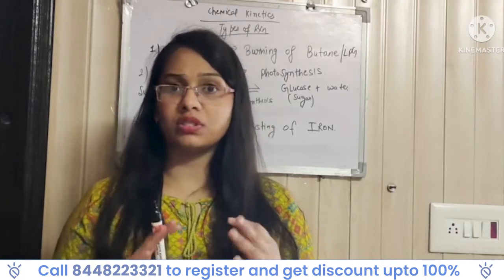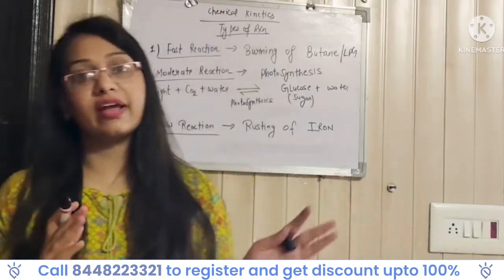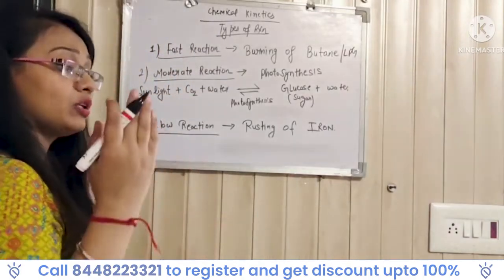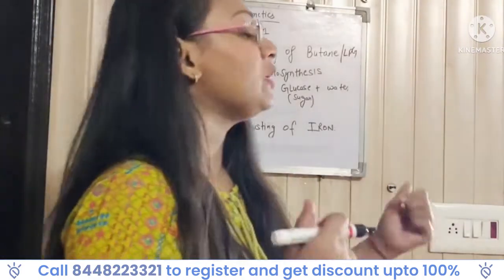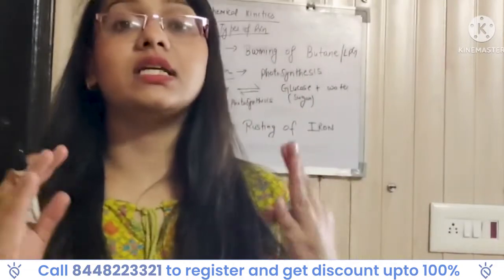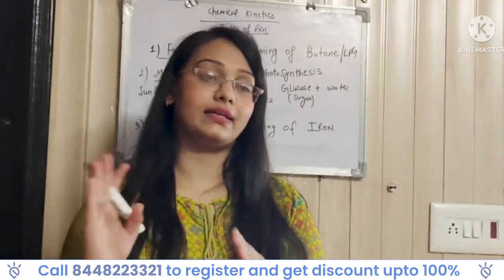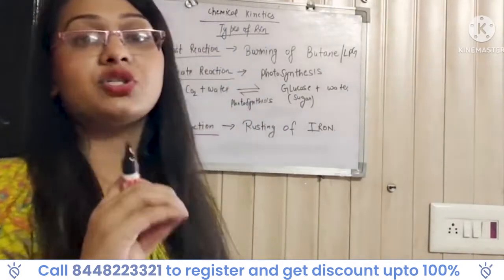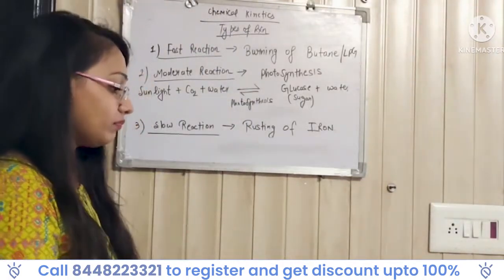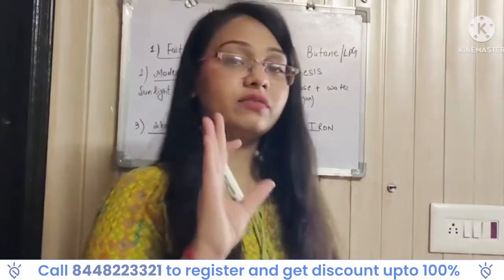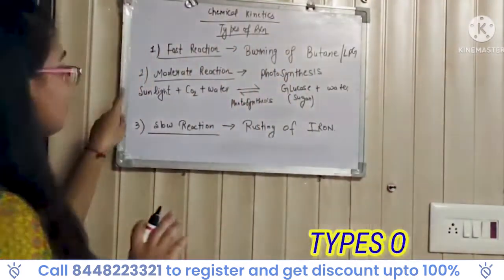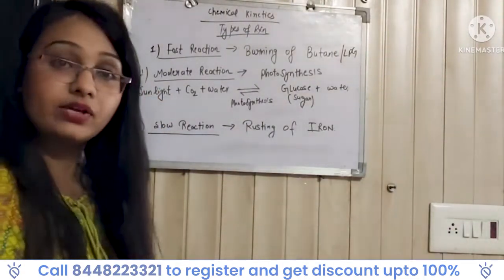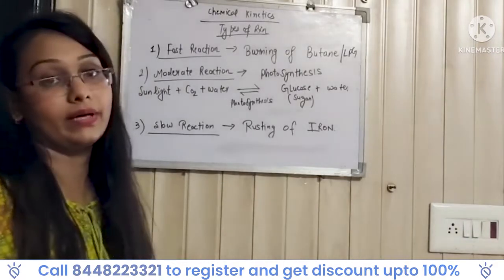We notice that some processes go very fast and some go very slow. To know about the speed of the reaction and its mechanism, we need to understand chemical kinetics, because it is a branch of chemistry which tells us whether a reaction is going fast or slow. Depending upon the speed of the reaction, there are basically three types of reaction. Number one is fast reaction, number two is moderate reaction, and number three is slow reaction.